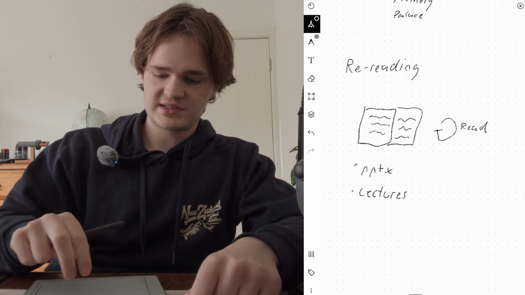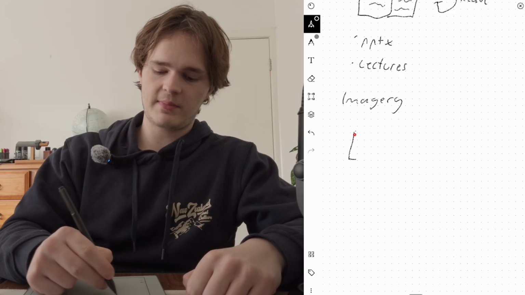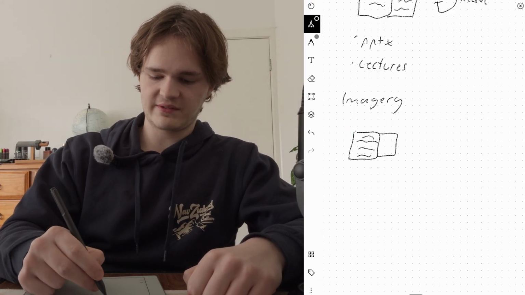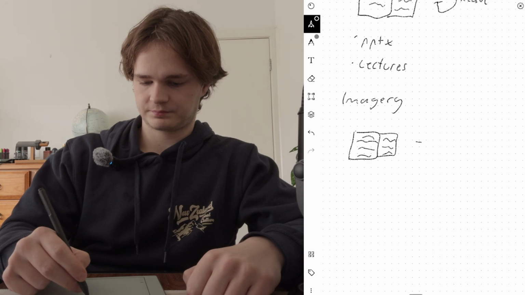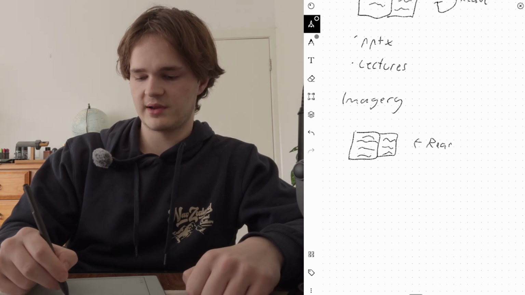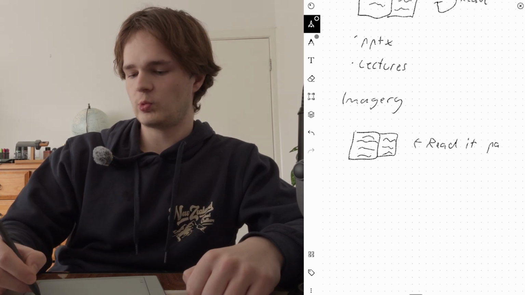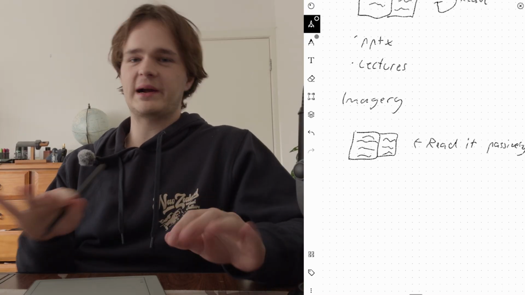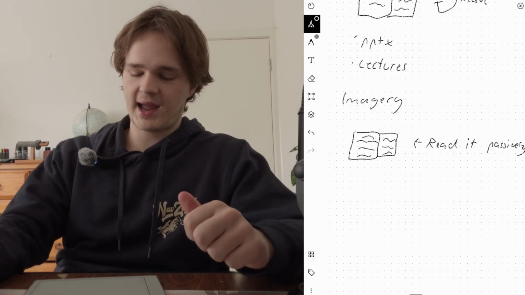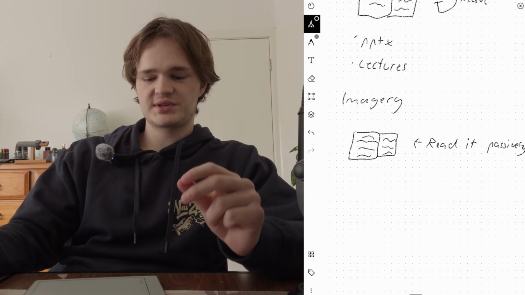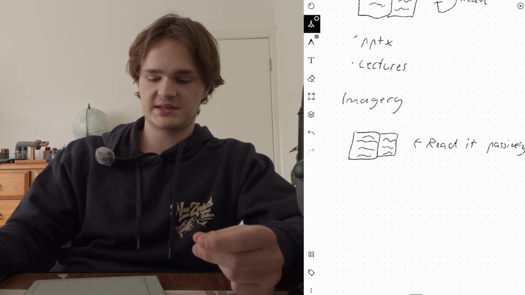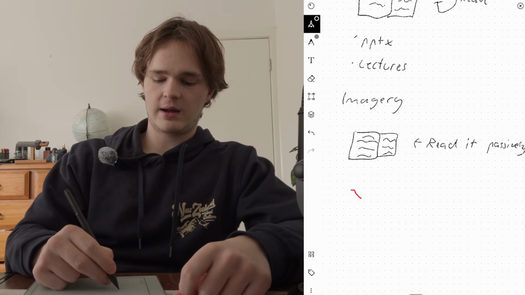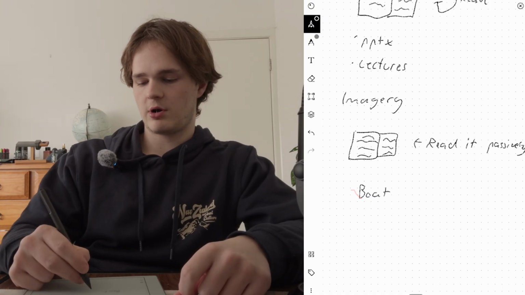The next one on the list is imagery. Going back to that book situation we had before, you have a couple of ways of approaching it. You can read it passively, not really focus on what you're doing, and just go through it. You pick up a few things, but you're not really that engaged. Or you can do something called imagery for text. Say you're reading a book about a boat.